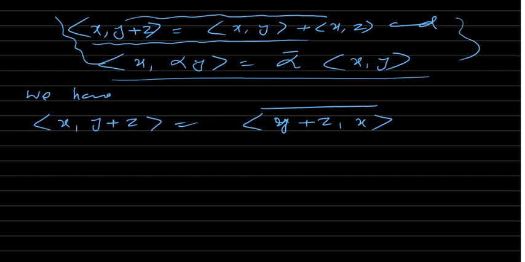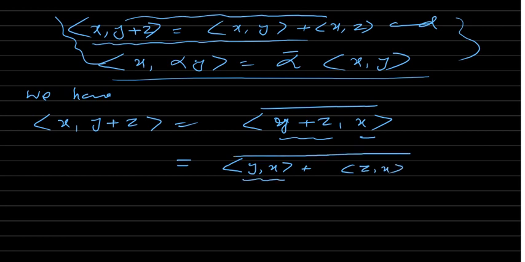So the inner product of x with y plus z is the conjugate of the inner product of y plus z with x. That's okay. So this is equal to, now you can apply the second property of the inner product: the inner product of y with x plus the inner product of z with x. Is that clear? Now both are complex numbers. It's the conjugate of a sum of complex numbers, which is the sum of the conjugates. It's like z1 plus z2 whole conjugate, that's z1 conjugate plus z2 conjugate. They are actually complex numbers.